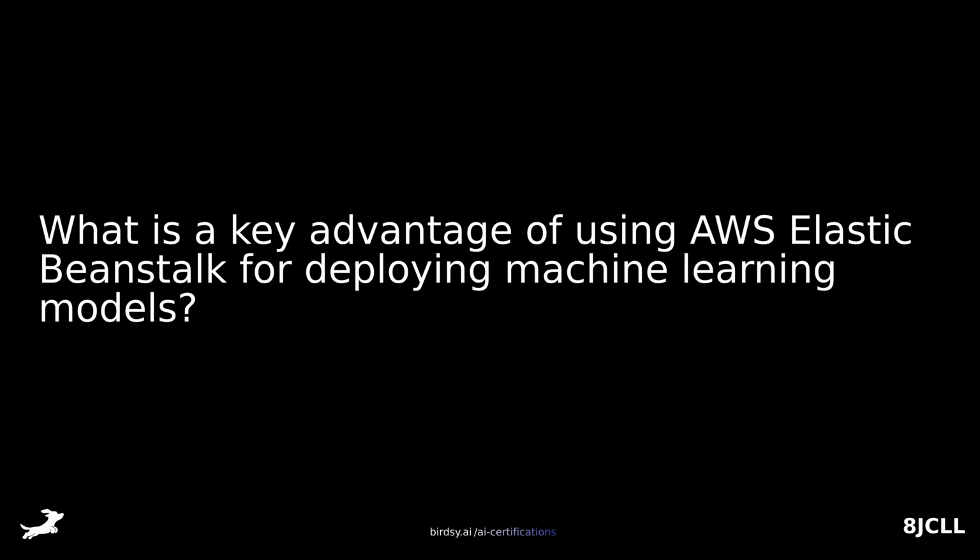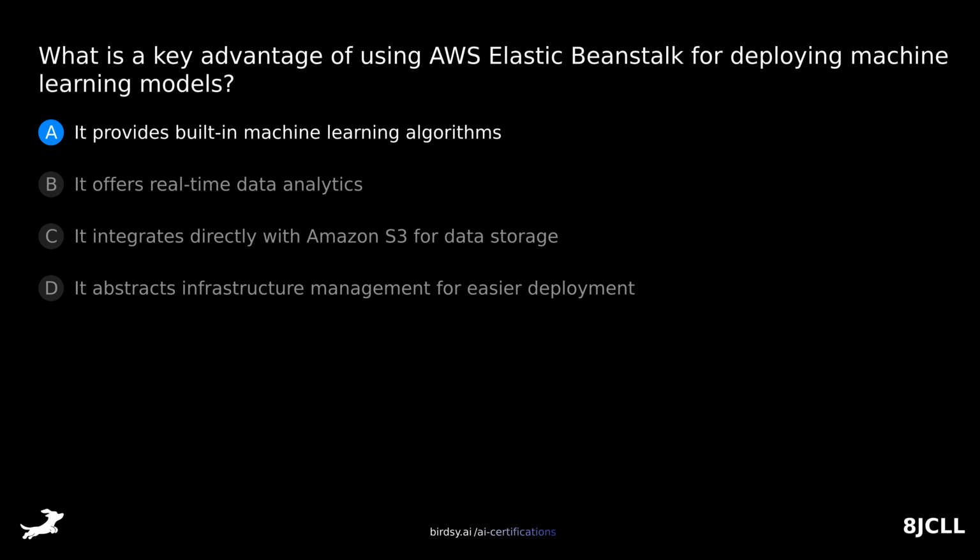What is a key advantage of using AWS Elastic Beanstalk for deploying machine learning models? Is it A, it provides built-in machine learning algorithms? B, it offers real-time data analytics? C, it integrates directly with Amazon S3 for data storage? Or D, it abstracts infrastructure management for easier deployment?